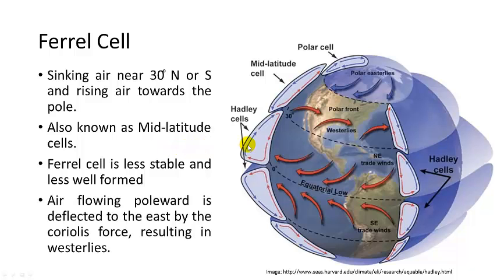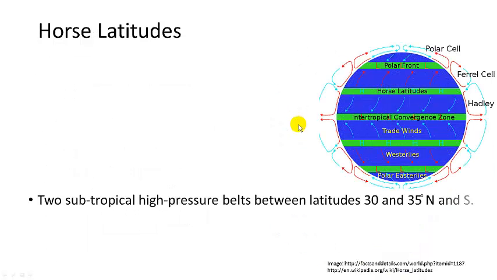The air flowing poleward is deflected to the east by Coriolis, again by this rotational effect, and it results in westerlies in this part of the Earth, and we get that persistent flow that comes from the south and the west, producing winds that were quite important for navigation in the earlier stages of the Earth's exploration. The horse latitudes is that convergence area that takes place with the descending air from the Hadley cell, where the Ferrel cell picks this up.